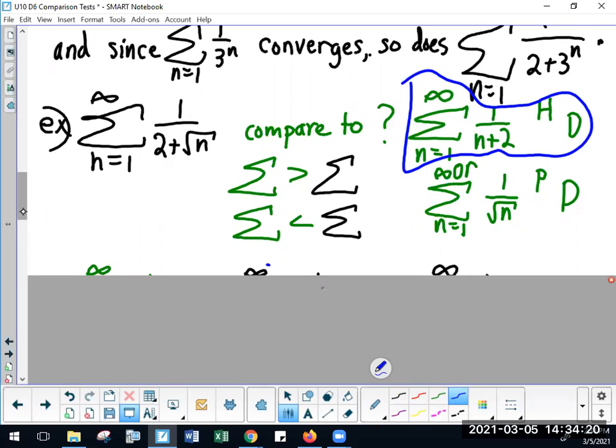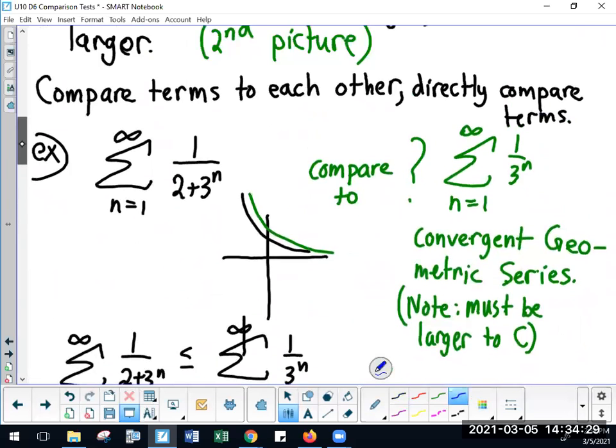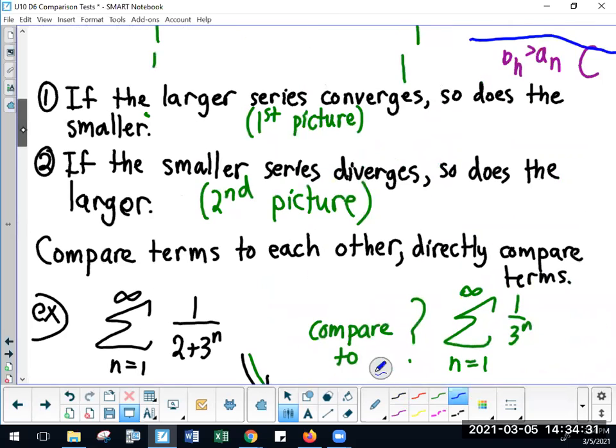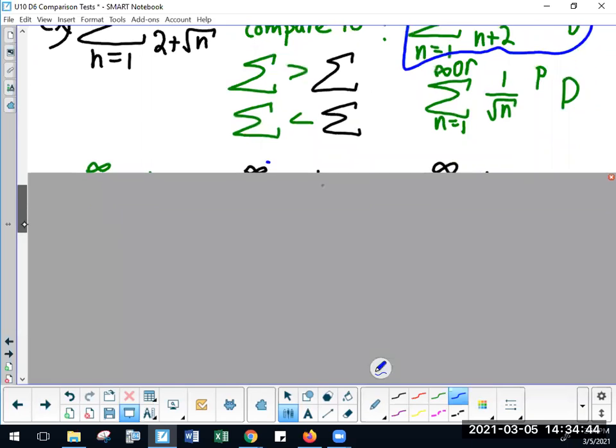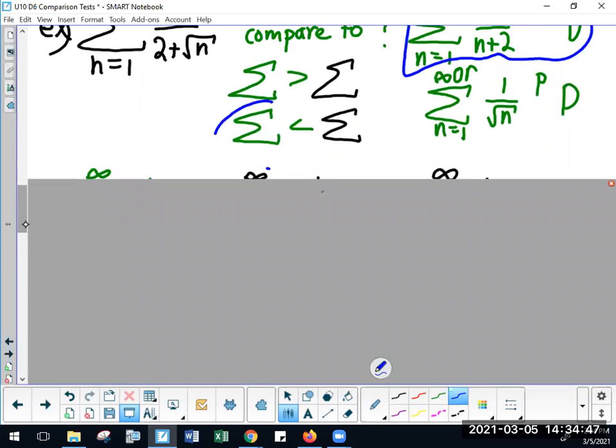So do I want the new series I came up with to be bigger than this series or smaller than this series? According to the comparison test, when I compare the terms to each other, if the larger series converges, that's not it, is it? No, I don't know if the larger series, this is the one. I need the smaller series to diverge. So what I need to have here is this. So if I can get or show that, then it's going to work out.